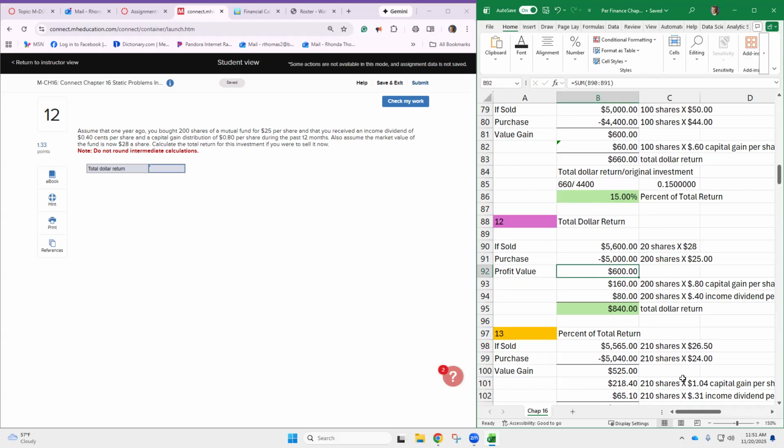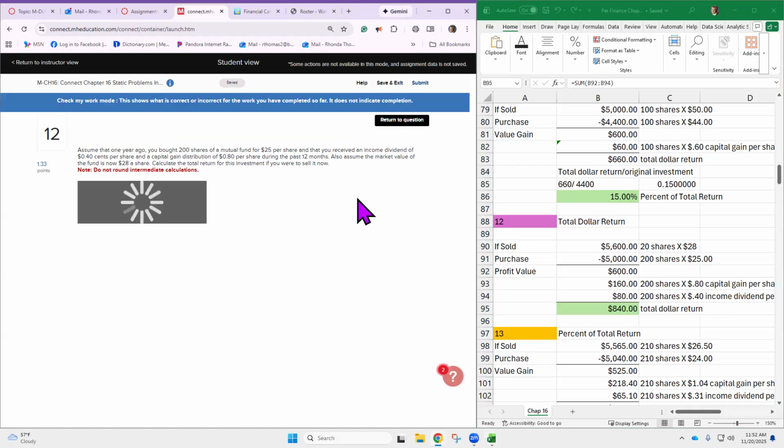We got a $600 profit on the value of the shares themselves. So we've made a gain on the value of the shares. And then because we had the shares, we received capital gains and income dividends. So we have a total dollar amount of $840 for the year for these 200 shares of mutual funds. And like I said, you don't necessarily get checks. They deposit that into your account so that your account continues to grow. At least that's the way I would want it.